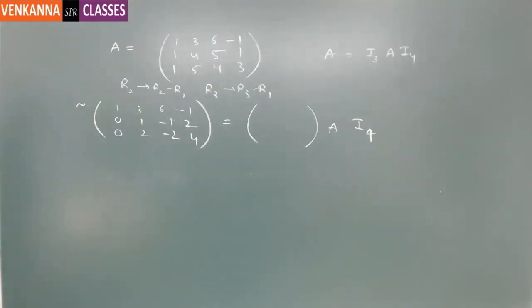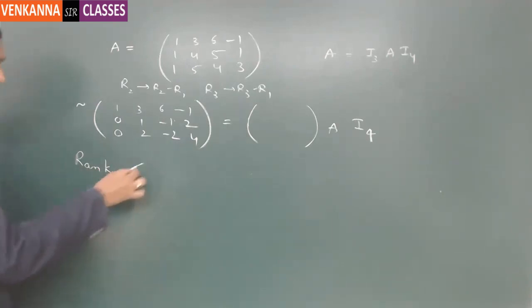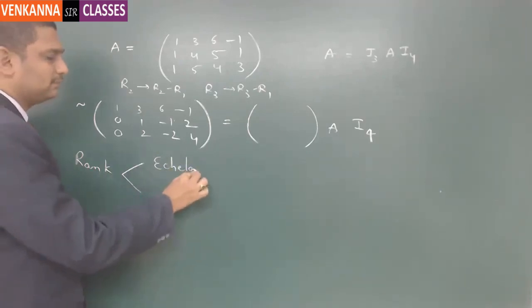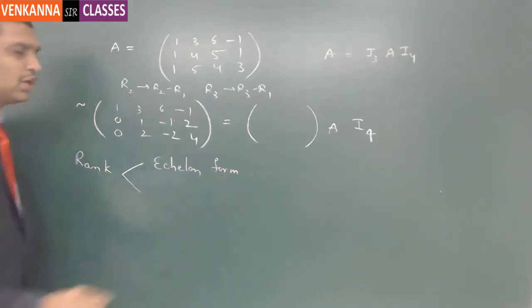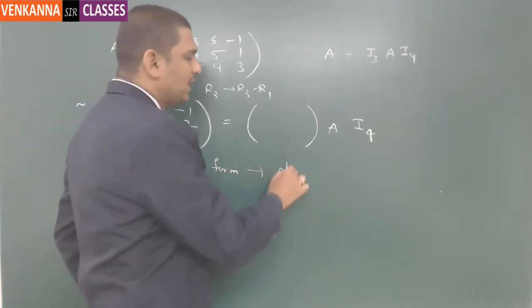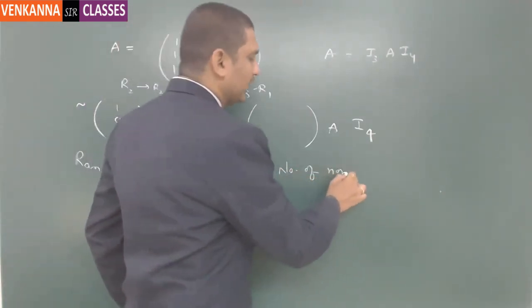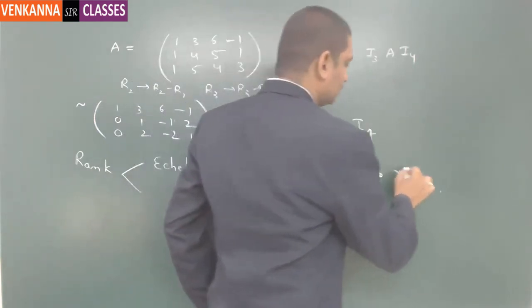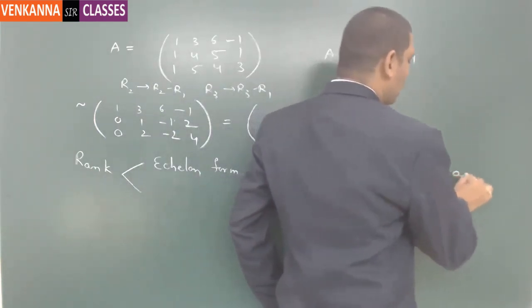Yes, this method is used to find the rank of the matrix. Actually, while finding the rank of the matrix, we have two procedures applied. One procedure is writing echelon form. By applying only row operations, you are reducing the given matrix in echelon form, so that you will calculate how many non-zero rows are there, which is nothing but rank of the matrix.